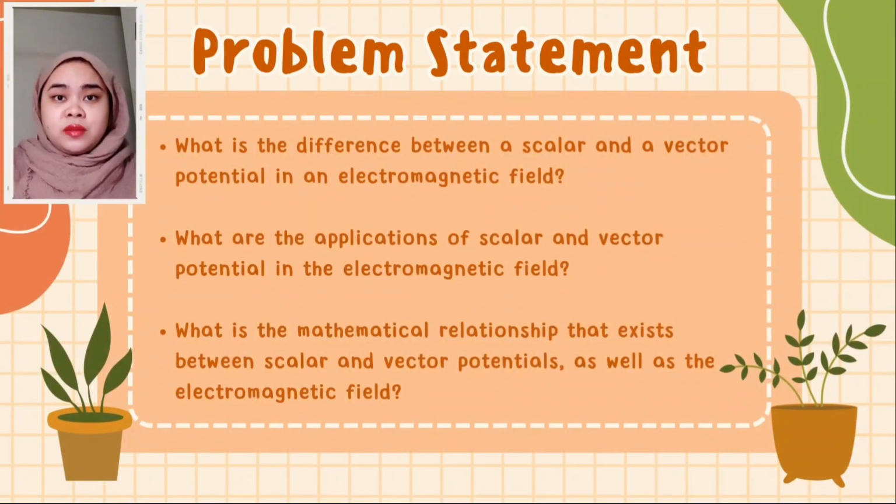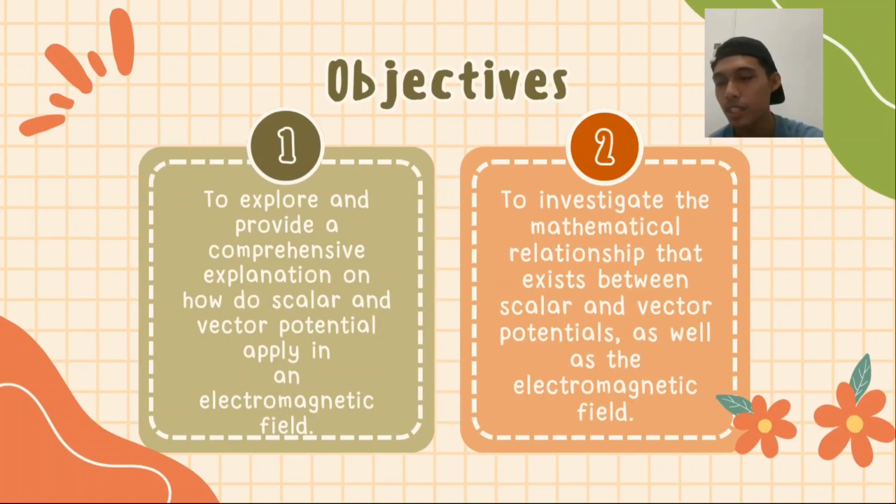This will be the problem statement for our topic. First of all, what is the difference between a scalar and a vector potential in an electromagnetic field? Second of all, what are the applications of scalar and vector potential in the electromagnetic field? Lastly, the third one is, what is the mathematical relationship that exists between scalar and vector potentials as well as the electromagnetic field?